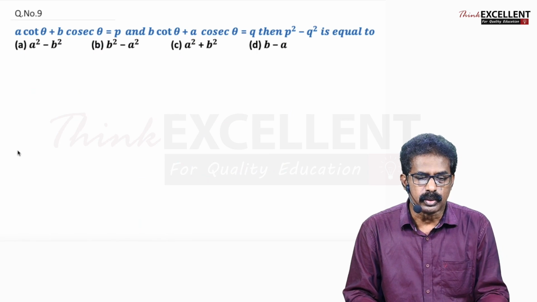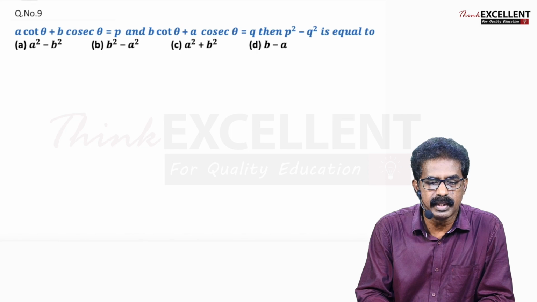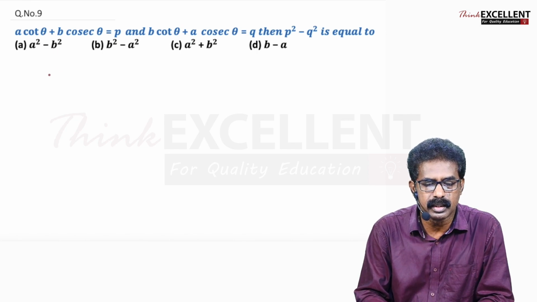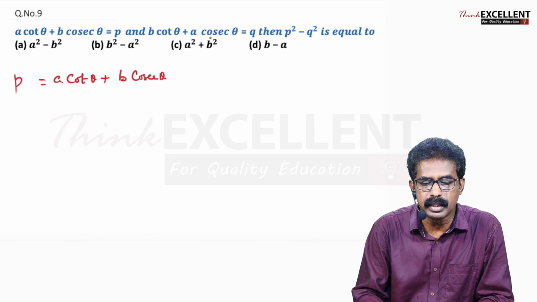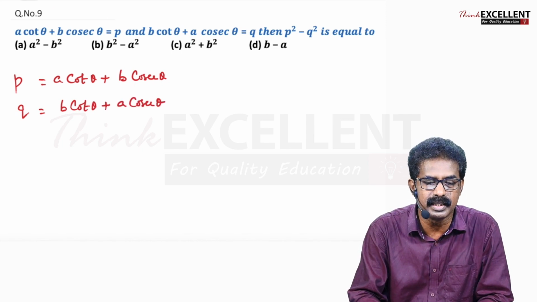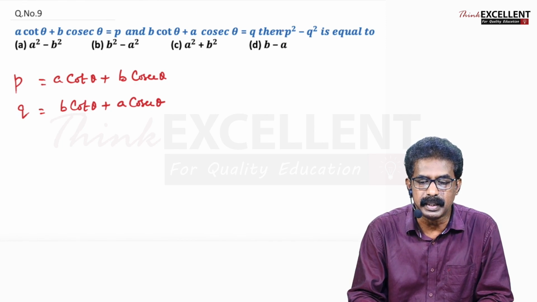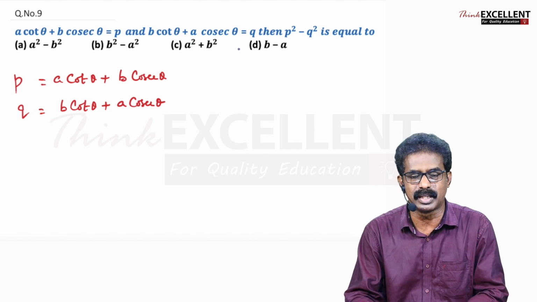Now let's move on to question number 9. Very simple question. What is given here? A cot theta plus B cosecant theta equal to P. So P equal to this one. And the second one equal to Q. So Q equal to B cot theta plus A cosecant theta. What they asked to find here? They asked to find P square minus Q square. No other way, just substitute and expand it.